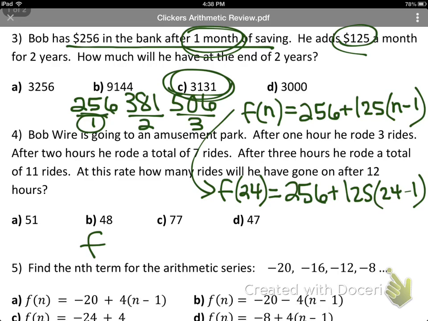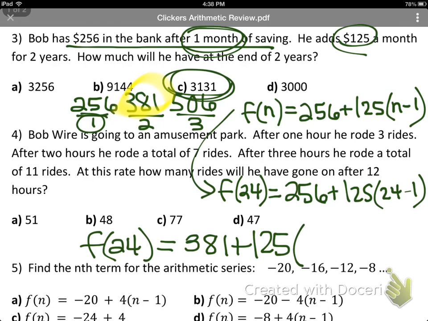Again, another way we could have written it, we could have written f of 24. Let's suppose we want to use this second term. So we could have put 381 plus 125. And then 24 minus 2. And also that's going to give us the same answer.